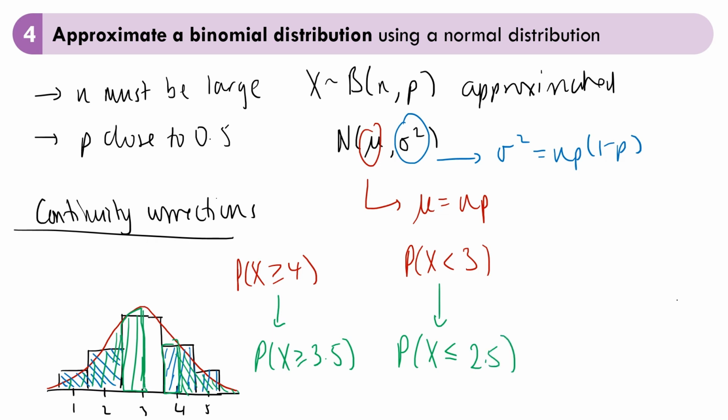And of course, because the probability at a single point on the normal distribution is equal to 0, we can also write these as the probability that x is strictly greater than 3.5, and here the probability that x is strictly less than 2.5. And this is the convention for writing probabilities using the normal distribution.